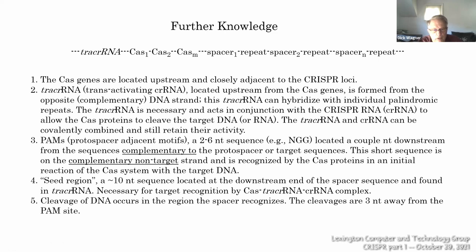Okay. I put DNA or RNA because there are situations where Cas and these things do cleave RNA, but that's not our main focus here.